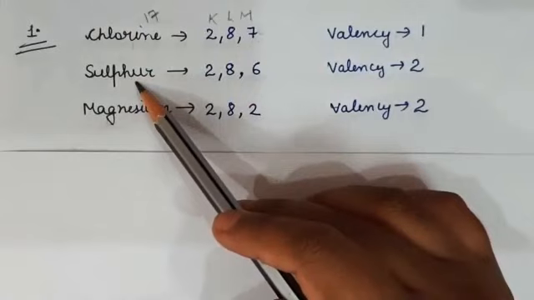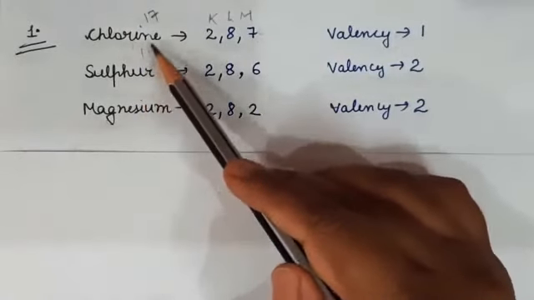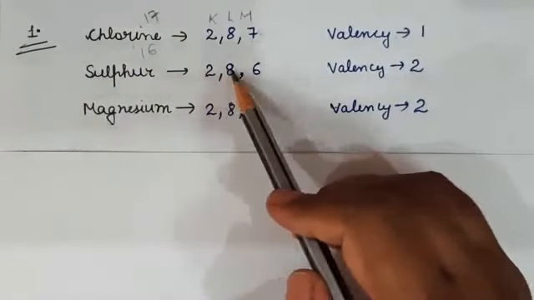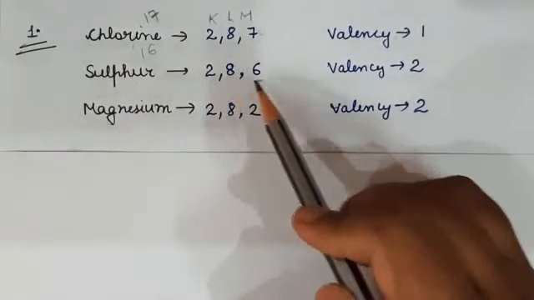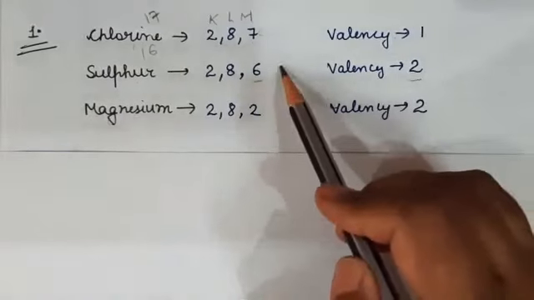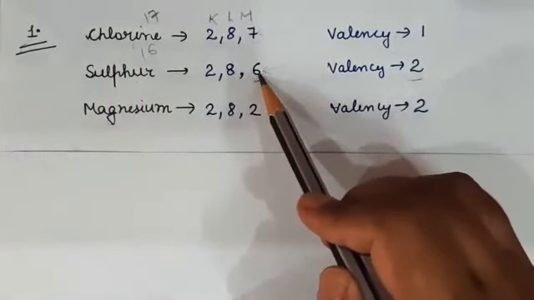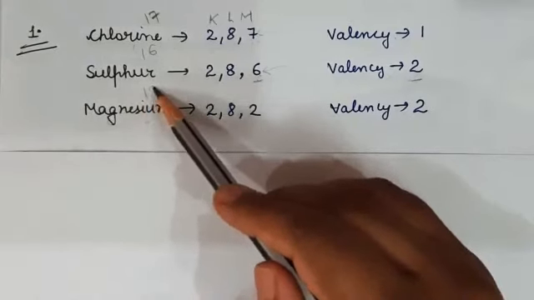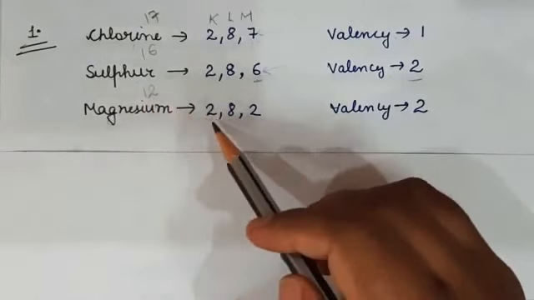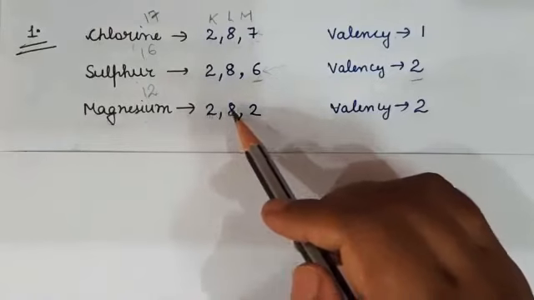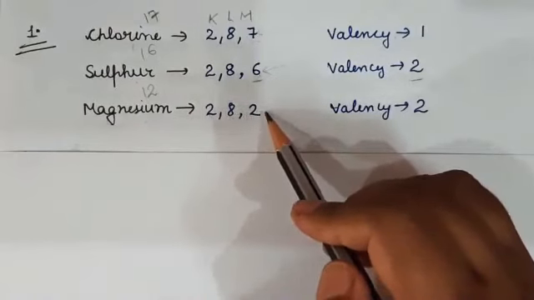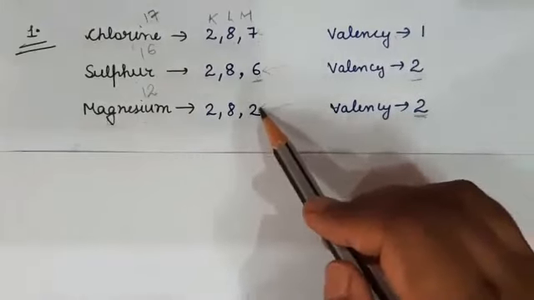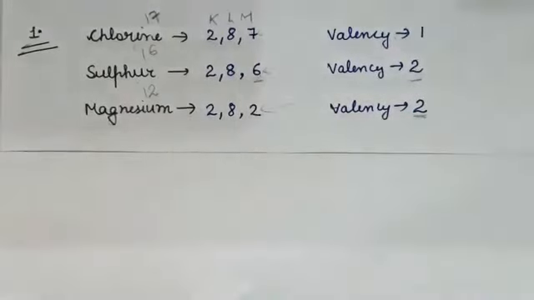For sulfur, what is the atomic number? It is 16. So write down the electronic configuration: 2, 8, 6. So what will be the valency? 2, because it will gain 2 electrons to complete its octet. Magnesium, what is the atomic number? 12. So what will be the electronic configuration? 2, 8, 2. Now what will be the valency? Valency will be 2 because it will lose the 2 electrons from the outermost shell.